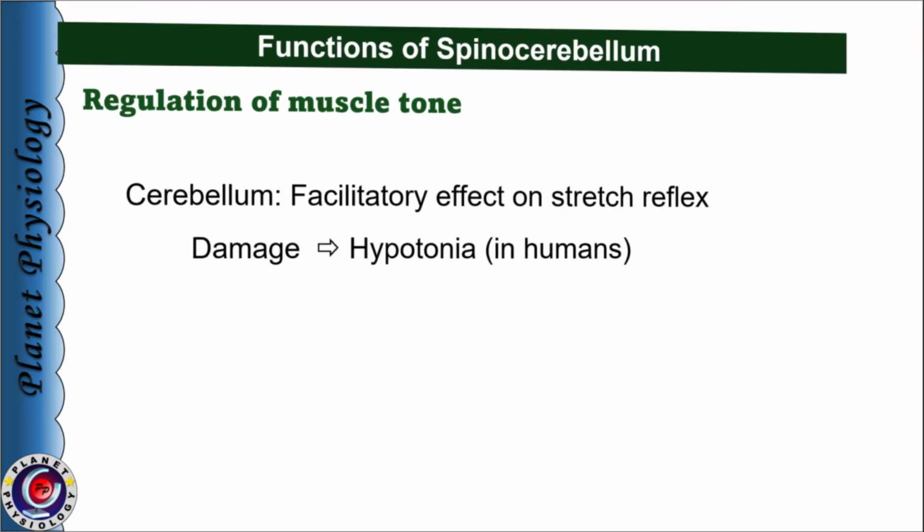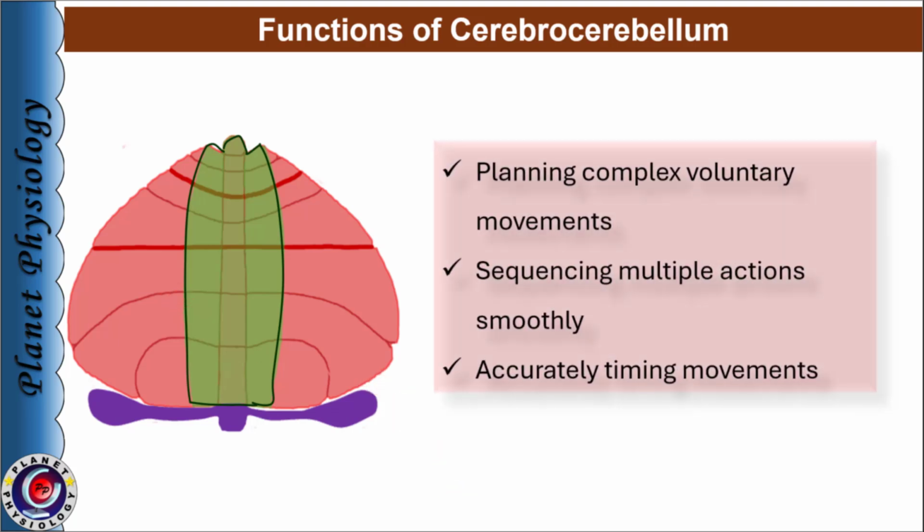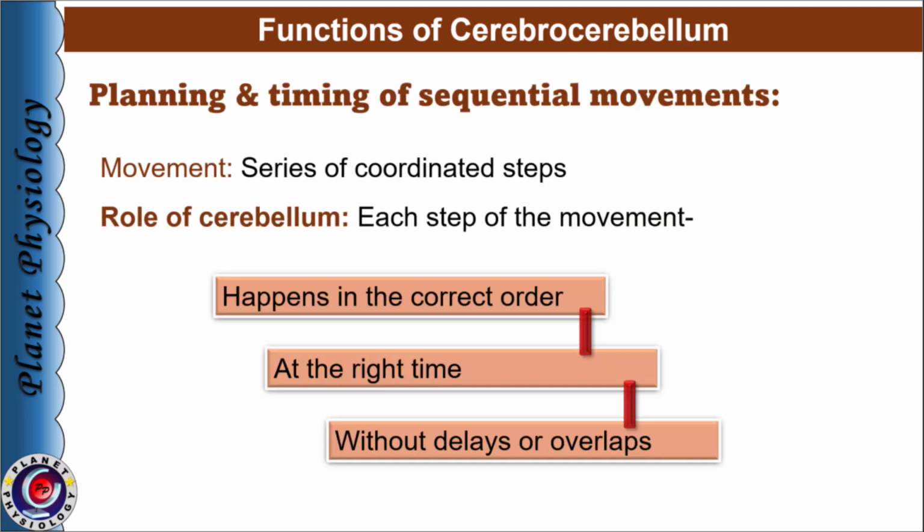Now let's explore functions of cerebrocerebellum. The largest and the most lateral part of the cerebellum, formed primarily by lateral hemispheres. The cerebrocerebellum plays a vital role in planning complex voluntary movements, sequencing multiple actions smoothly, and accurately timing the movements. Most voluntary actions are not a single event, but a carefully coordinated series of steps. Cerebrocerebellum ensures that each step of the movement happens in correct order at the right time without unnecessary delays or overlaps. So let's see how.